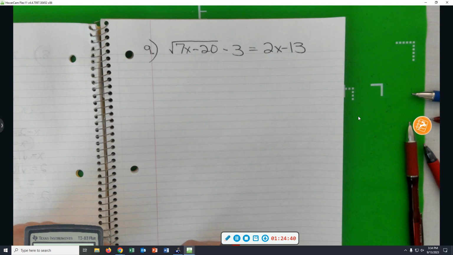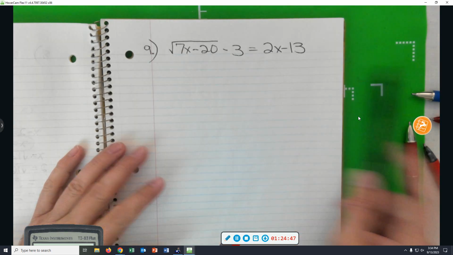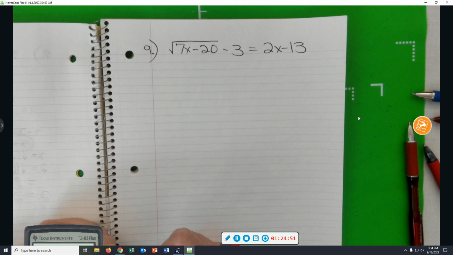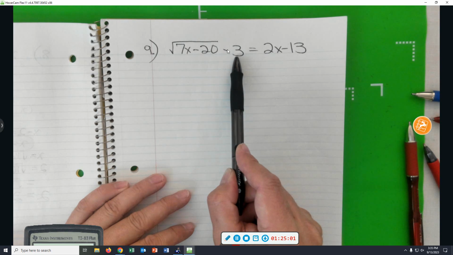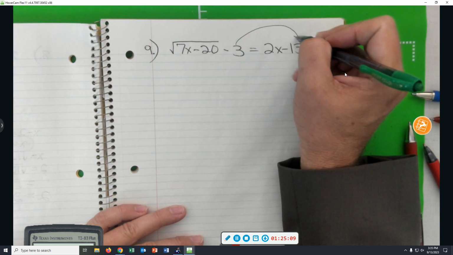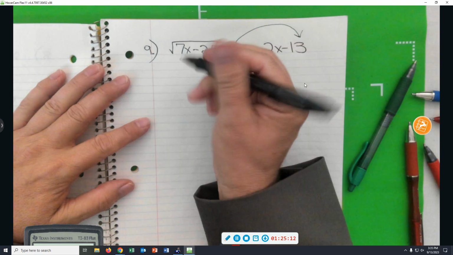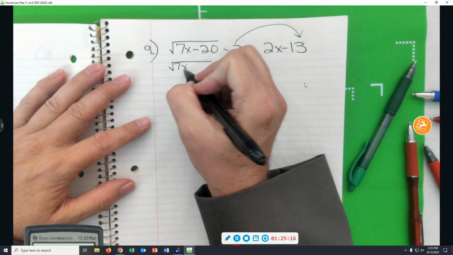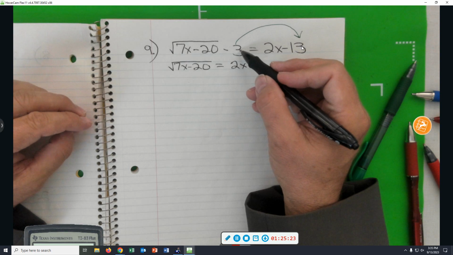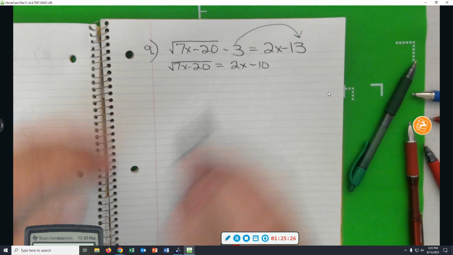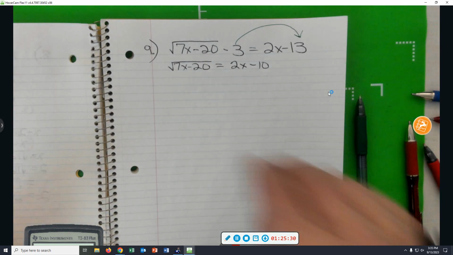What exponent are we going to use on both sides? Square, cube, fourth, which one? Because it's a square root. Do I start squaring both sides now, or do I have to move stuff around? Move, what do you think I'm going to move? I'll tell you right now, this square root is the thing I need by itself. So move the 3 over by adding 3, I agree. So we have the square root of 7x minus 20 equals 2x, since negative 13 plus 3 gives me negative 10. And we have the radical isolated, so we can square both sides now.